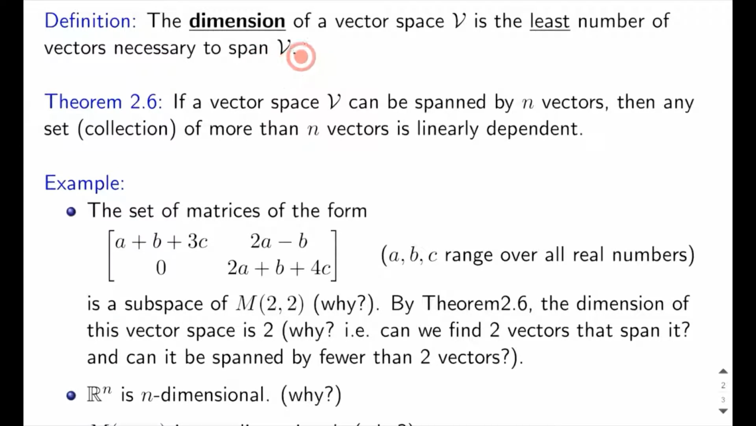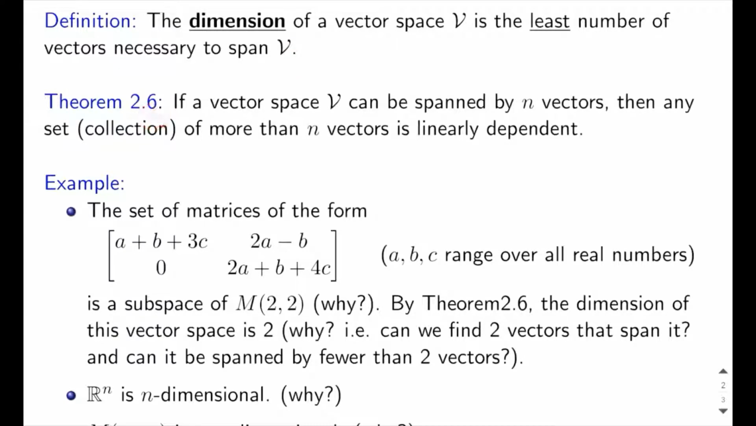For example, if the dimension is 5, that means you can have a spanning set of 5, 6, or 7 vectors. But any set of 4 vectors is not enough to span V. You need at least 5 vectors to span V.